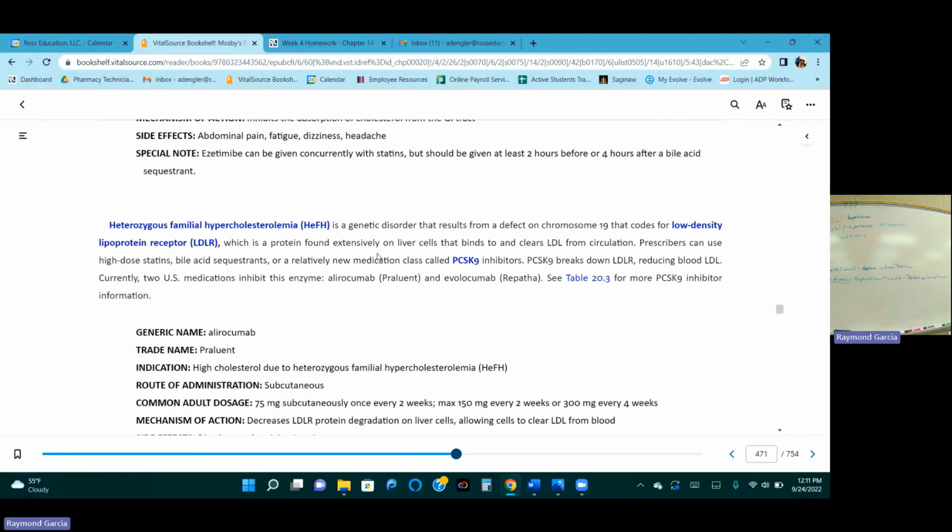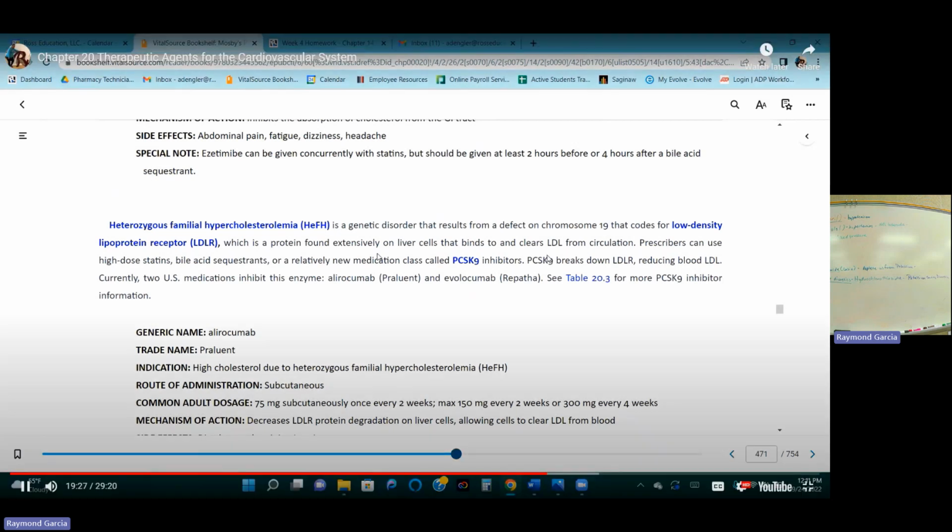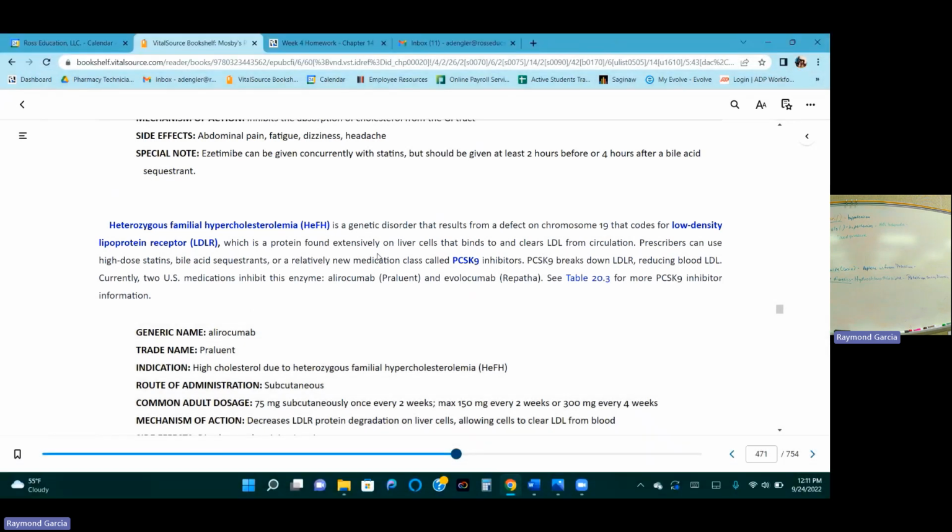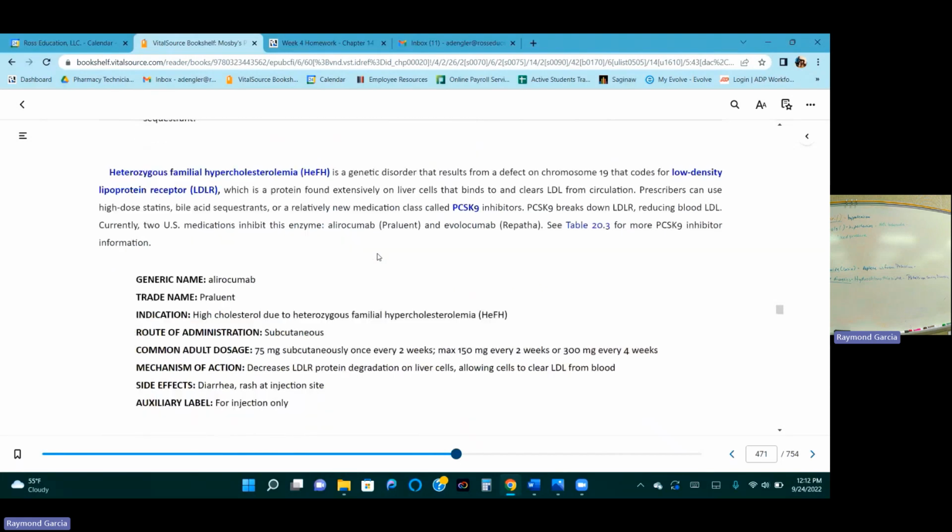Prescribers can use high-dose statins, bile acid sequestrants, or a relatively new medication class called PCSK9 inhibitors. They break down LDLR, reducing LDL. And there are two medications in the US that are currently available, as mentioned previously, Praluent and Repatha.